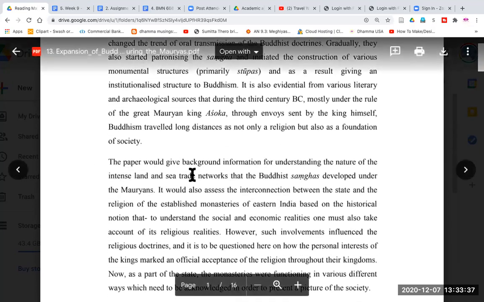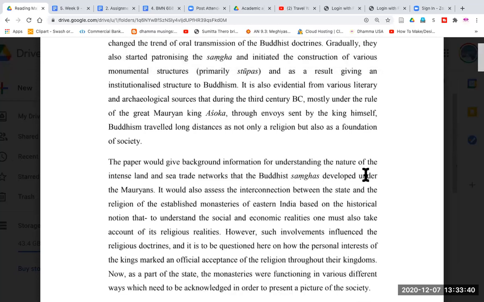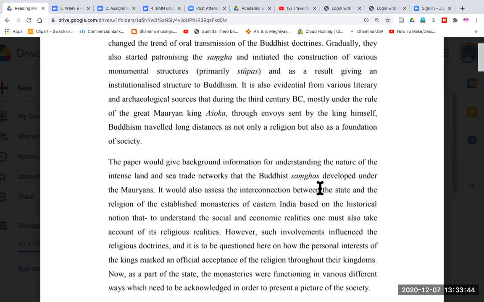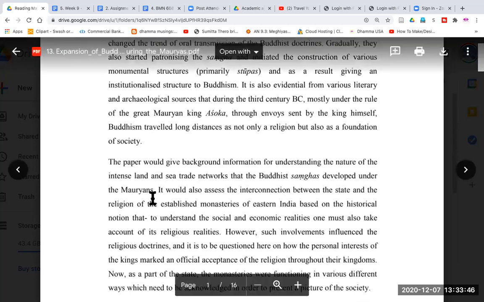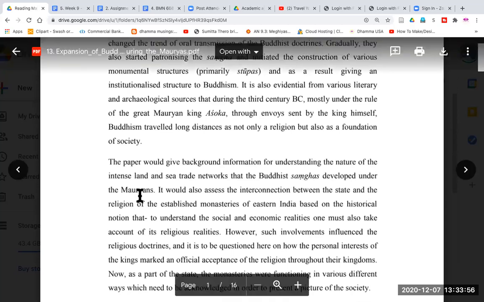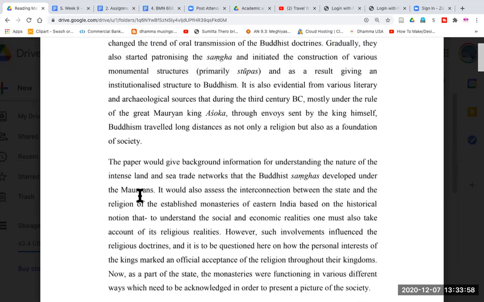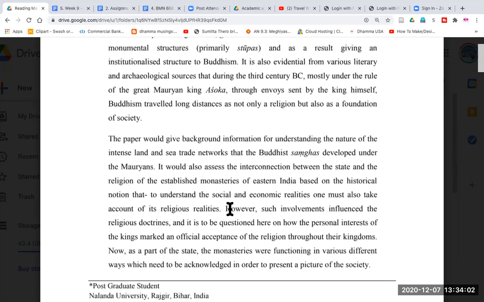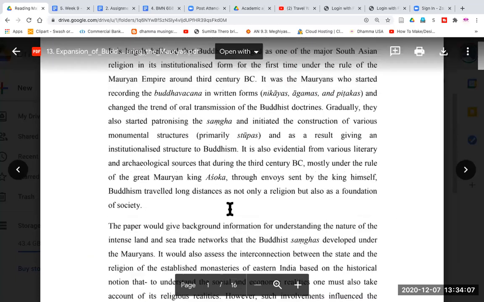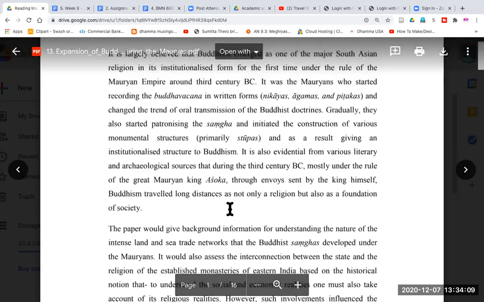The paper would give background information for understanding the nature of the intense land and sea trade networks that the Buddhist Sanghas developed under the Mauryan. You see here, we talk about maritime Buddhism and land and sea trade networks that the Buddhist Sanghas developed under the Mauryan. So King Ashoka sent those missionaries to 9 destinations, as I mentioned before, so get some idea about that and how it was important.